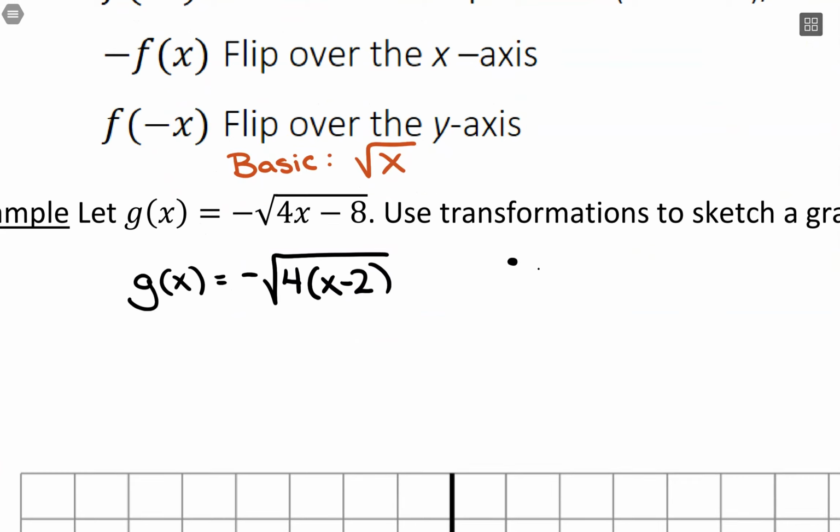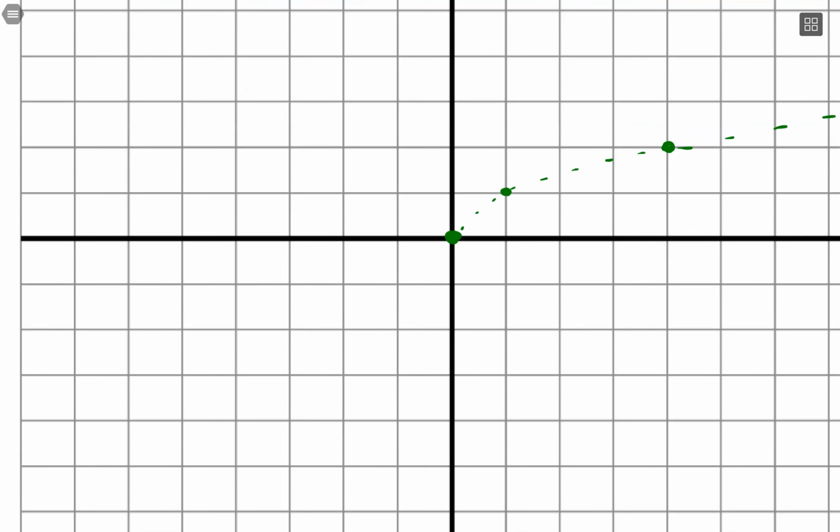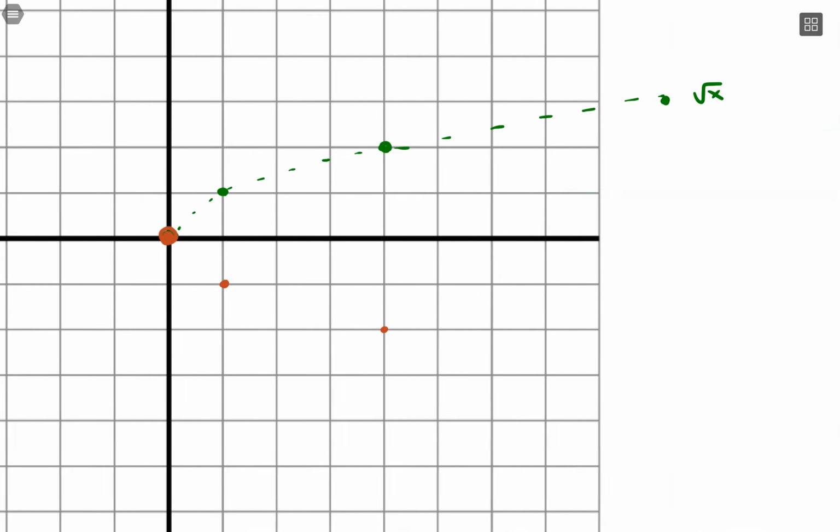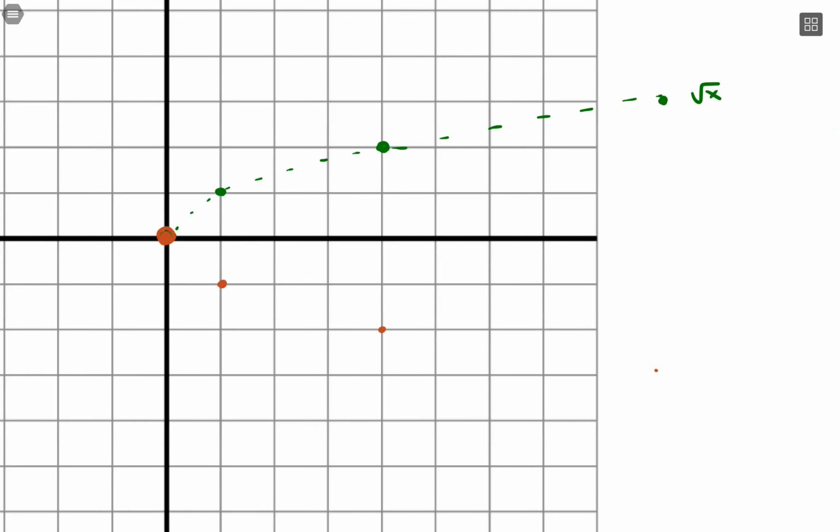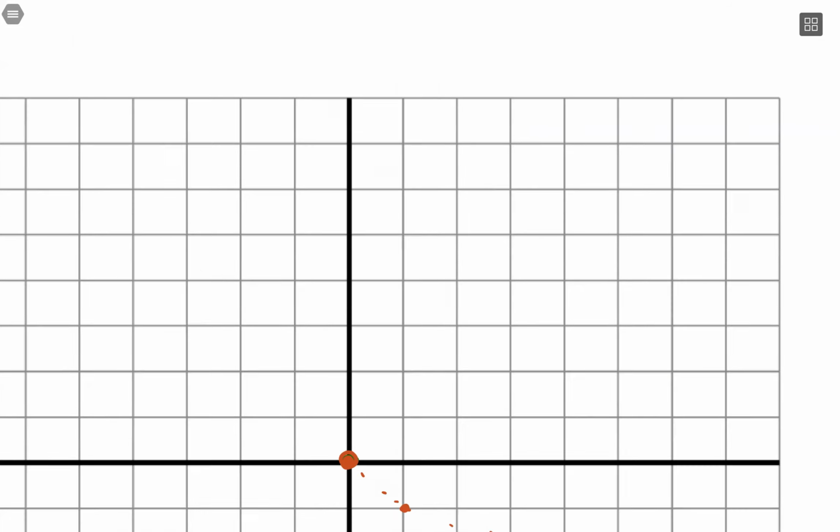The negative out front is telling me to flip over the x-axis. In fact, I could go ahead and take care of that right now. So 0, 0 is going to stay the same, but then 1, 1 will be down here, and 4, 2 down here. And I could just go ahead and look at that 3 down there. So this right here is our flip. And if it helps, I can go ahead and erase everything up there. So I took care of one part of the transformation.